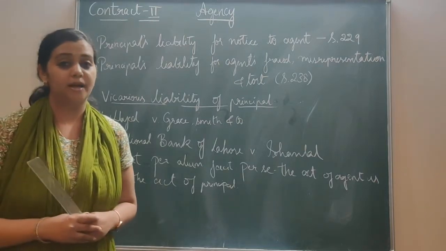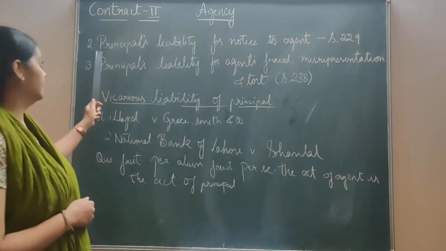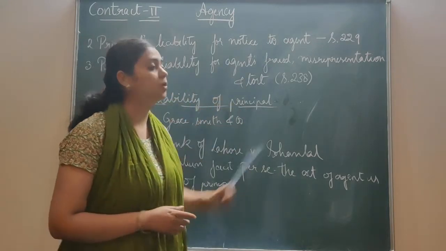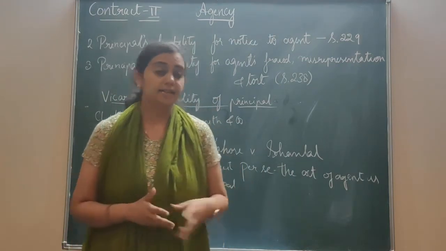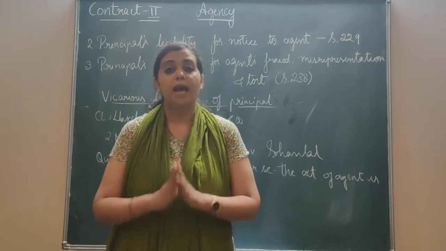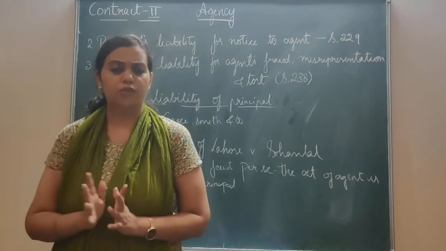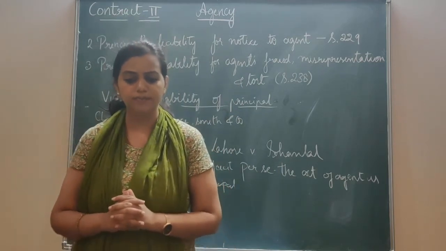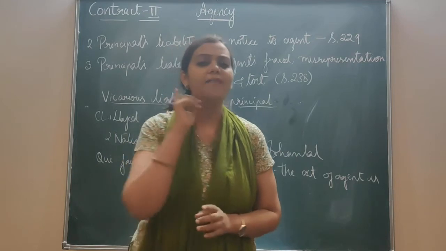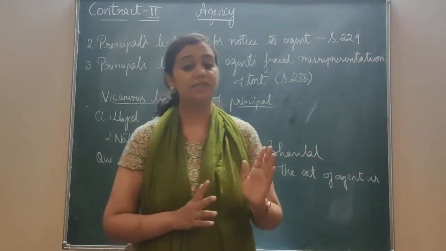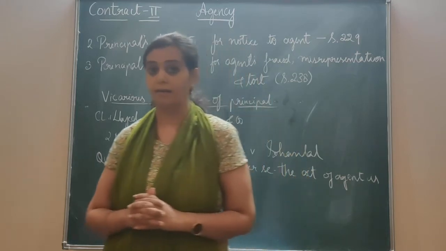Now, let's know the principal's liability towards the third parties. The second one is the principal's liability for notice to agent. It is given under section 229. Section 229 says that any notice given or any information obtained by the agent in the course of business, during the business transaction between the principal and the third party, has the same legal consequences as if it is given to or obtained by the principal.